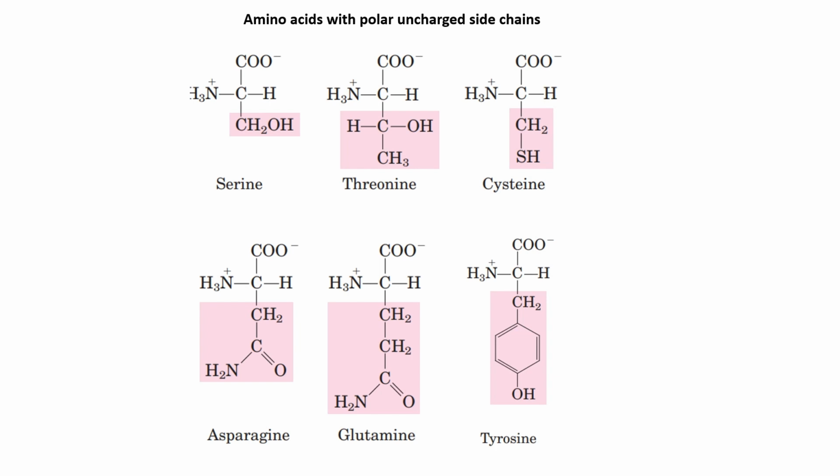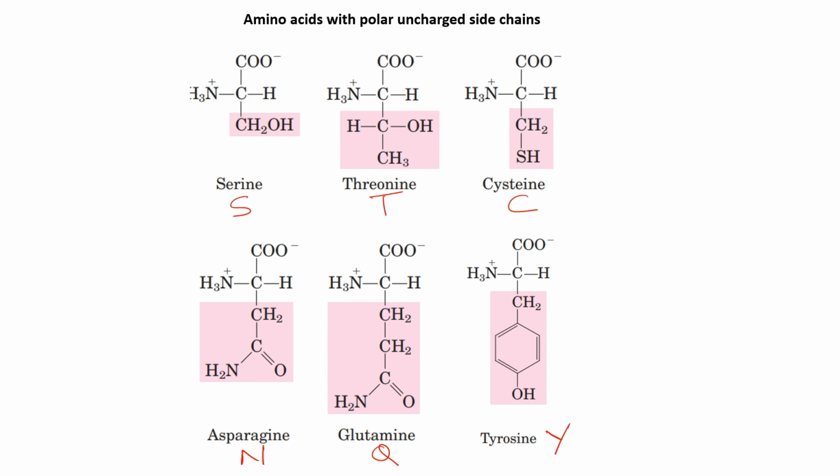Next is amino acids with polar but uncharged side chains. These amino acids are serine, threonine, cysteine, asparagine, glutamine and tyrosine. S, T, C, N, Q and Y are the single letter abbreviations for these amino acids.